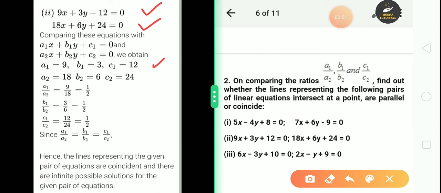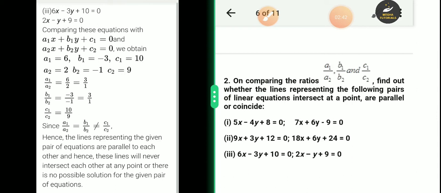a1 upon a2 is 9 upon 18. So we can write it is equal to 1 upon 2. Then b1 upon b2 is 3 upon 6, so simplest form is 1 upon 2. And c1 upon c2 is equal to 12 upon 24. Again simplest form is 1 upon 2. So from these ratios we can say that a1 upon a2 is equal to b1 upon b2 is equal to c1 upon c2. Therefore all ratios are equal. Therefore we can say that the given lines are coincident lines.